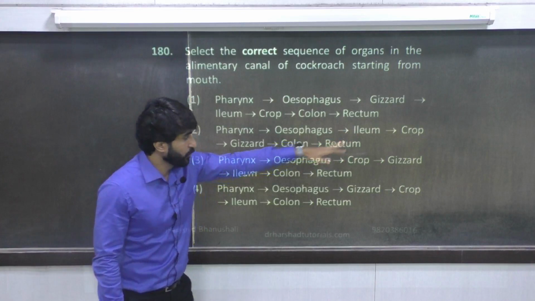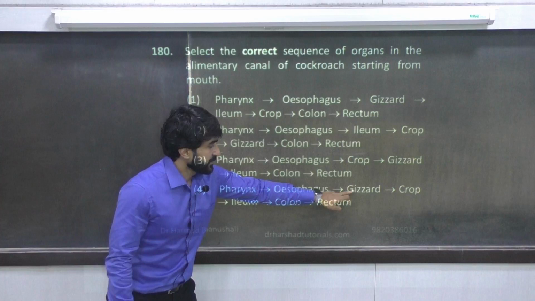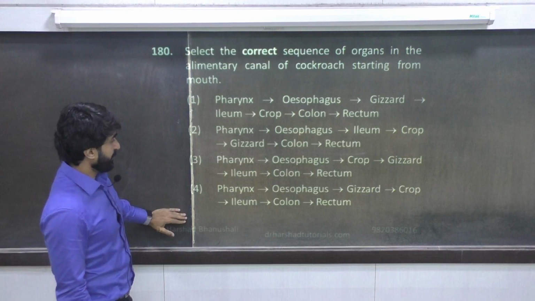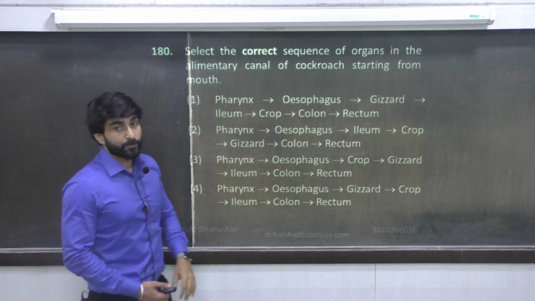This is your option: pharynx, esophagus, crop, gizzard, ileum, colon, rectum. This is your correct option. The fourth option is ruled out because it gives gizzard before crop. So the correct option is pharynx, esophagus, crop, gizzard, ileum, colon, rectum. So for question number 180, our final question, the correct answer would be option number 3.